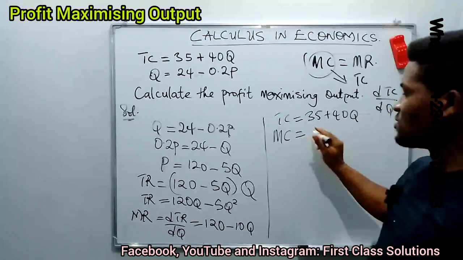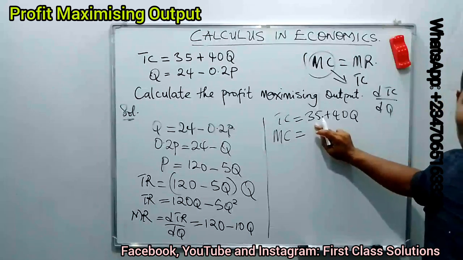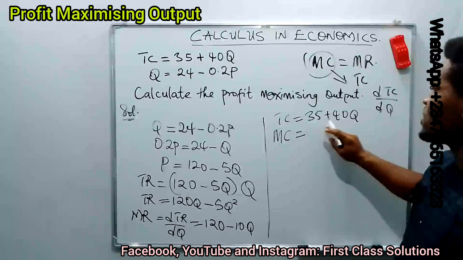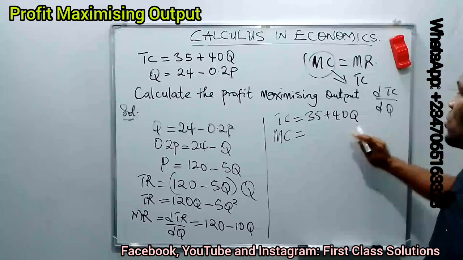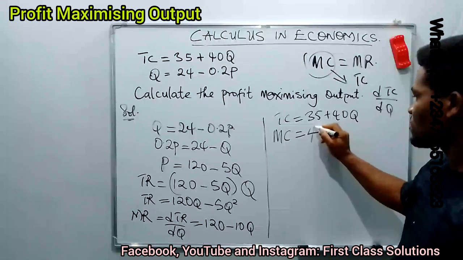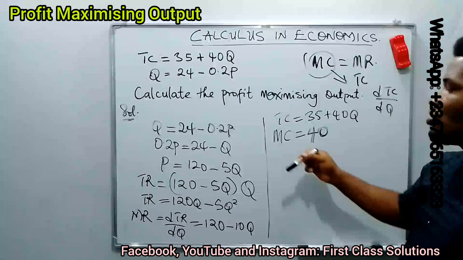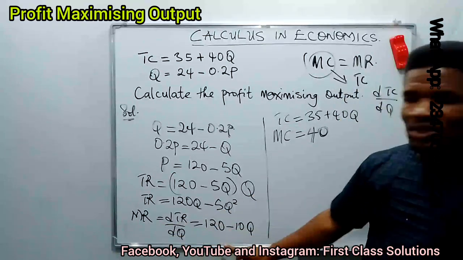So our MC, which is marginal cost, now becomes the derivative of 35. 35 is a constant, remember. So when you take the first derivative of 35, it becomes 0. So 0 plus 40Q. Take the first derivative of 40Q, you have 40. So it means that our MC is equal to 40, while here our MR is equal to 120 minus what?